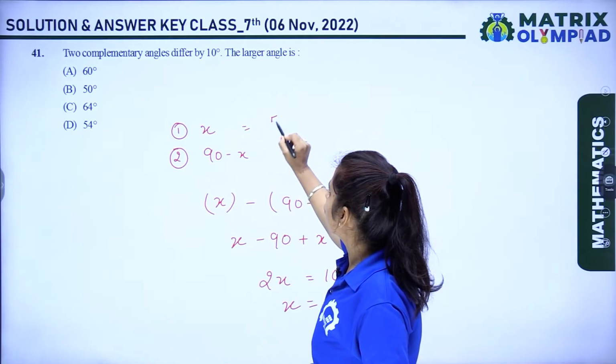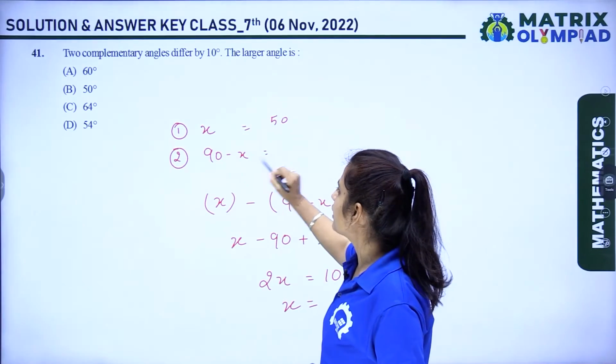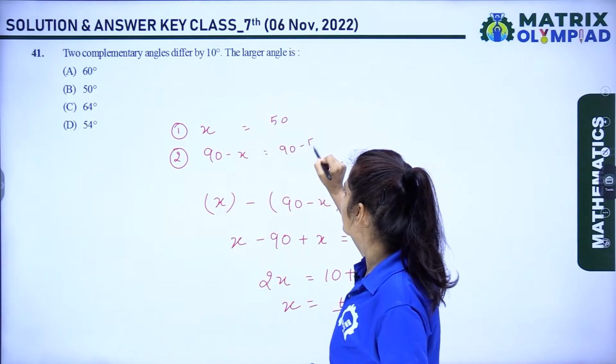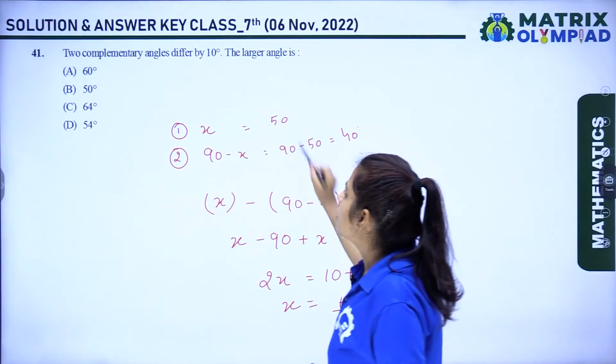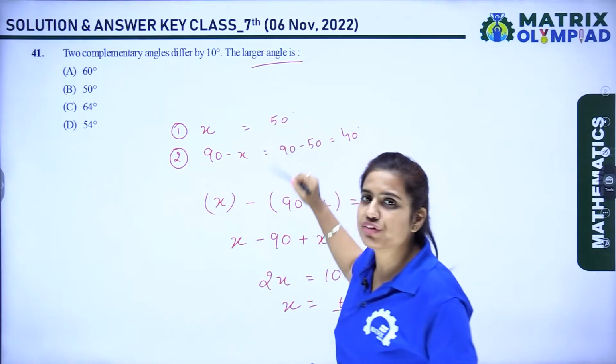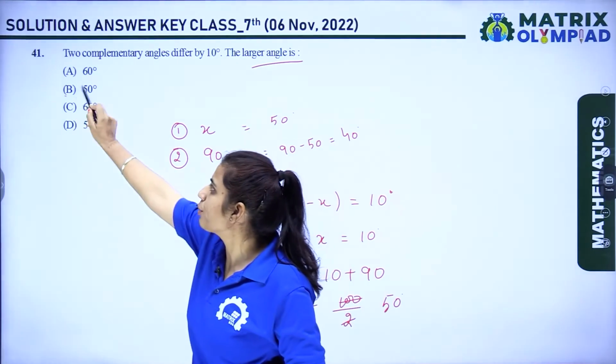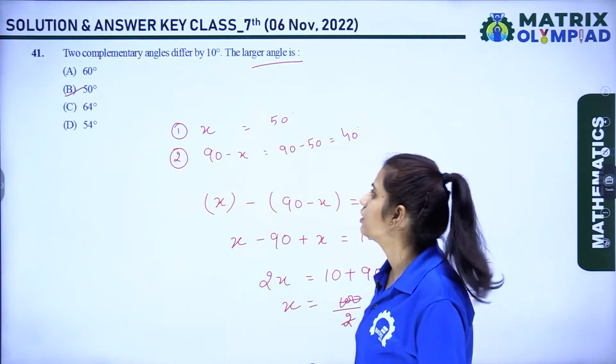Here x is equal to 50 and 90 minus x means 90 minus 50 is equal to 40 degrees. Now the larger angle is 50 degrees. So according to the question, option B is the correct answer.